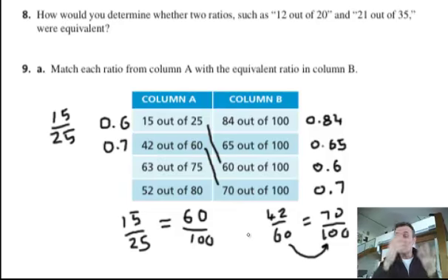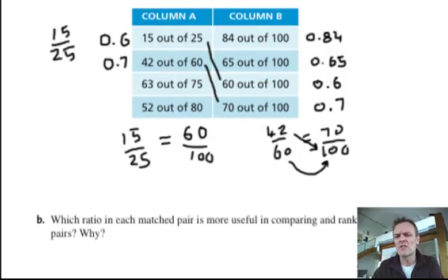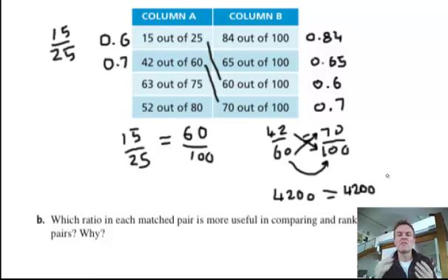But 60 to 100, to prove this, I'm going, well, I don't know. Why not try the cross multiplication method? So 42 times 100, I know, is 4200. Calculators, folks. What's 60 times 70? It is 4200. So really, I'm showing you 3 different ways of proving that this equals this.